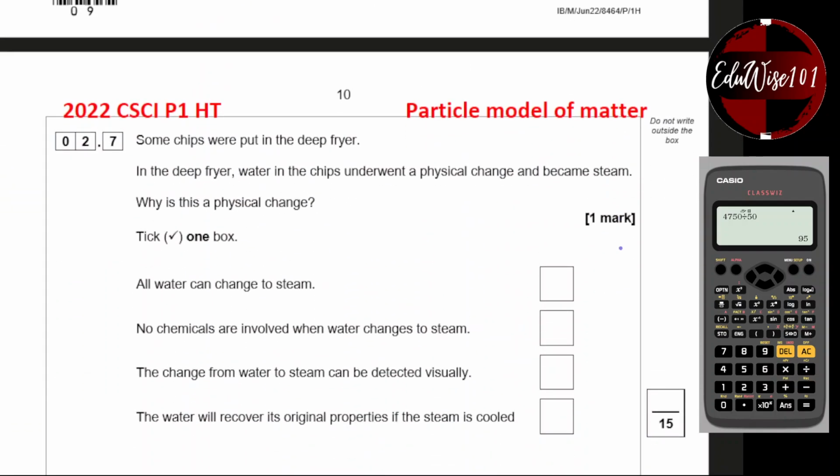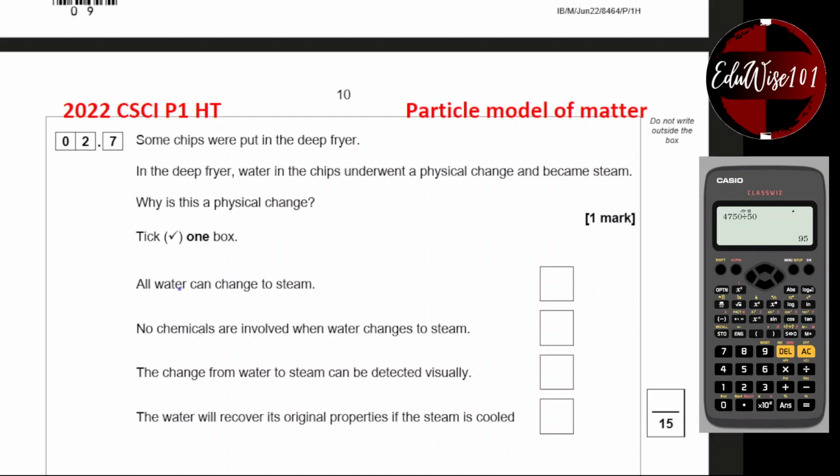Question 2.7. This part is actually on the particle model of matter. Some chips were put in the deep fryer. In the deep fryer, water in the chips underwent a physical change and became steam. Why is this a physical change? Now, there are two types of changes, physical and chemical changes. Remember, in a physical change, it's reversible. In a chemical change, it's irreversible.